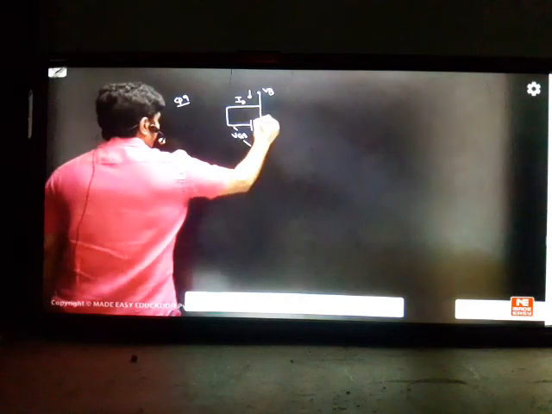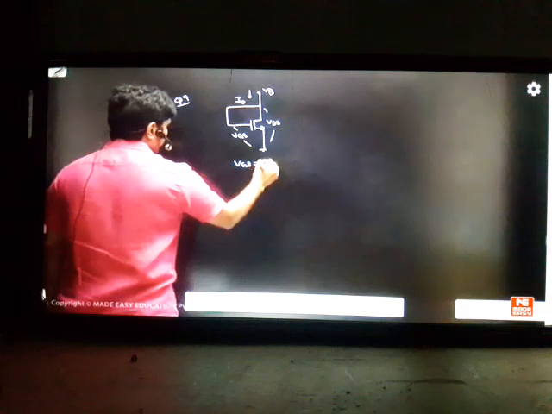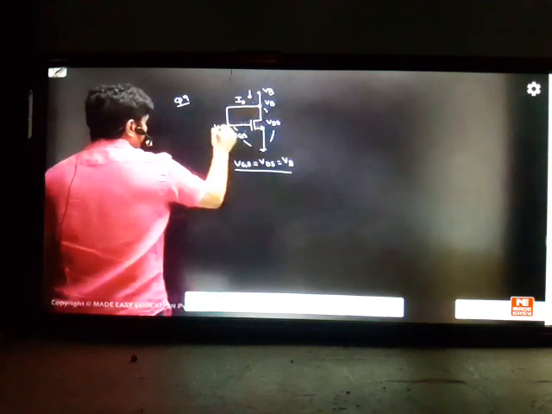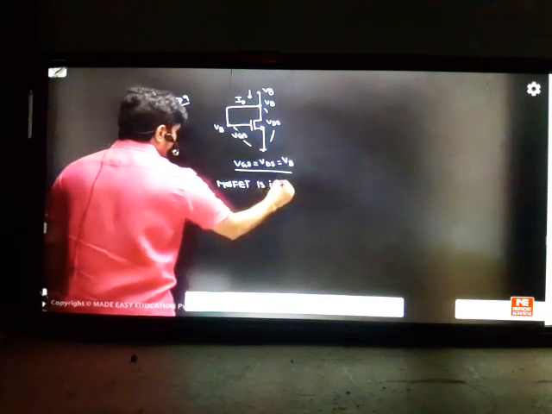Whatever VGS you have here, your VDS is the same, naturally. These two are the same. So VGS and VDS are the same, which is VB, because this voltage is VB and this voltage is also VB. This is the first point I understood. And this MOSFET is in current saturation.